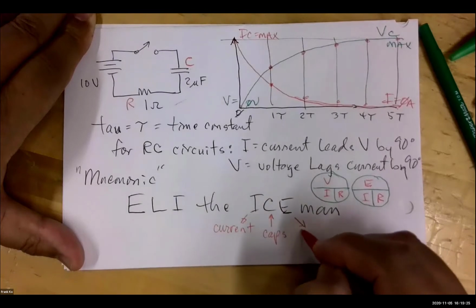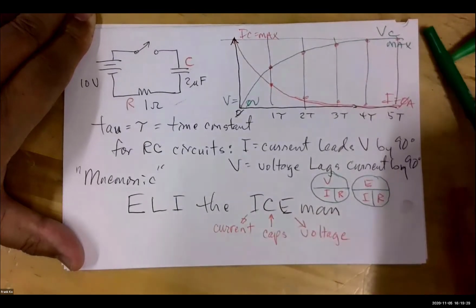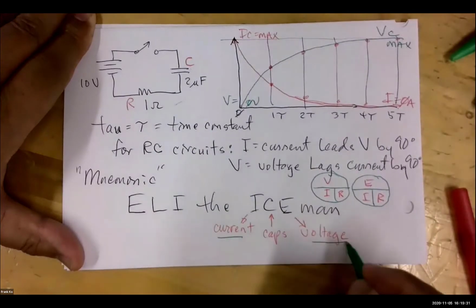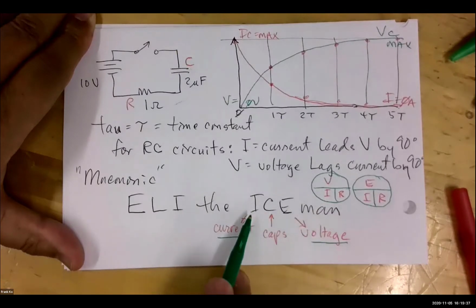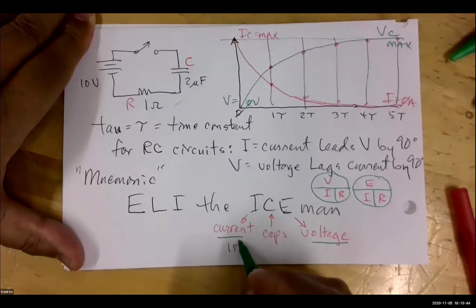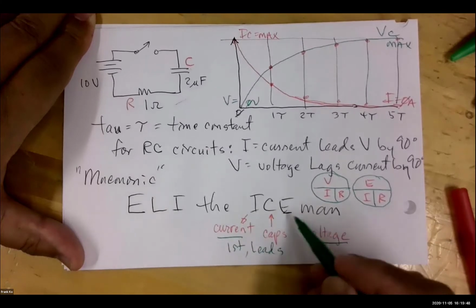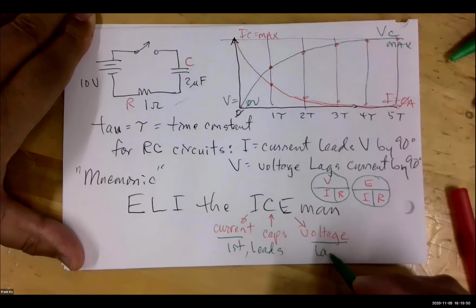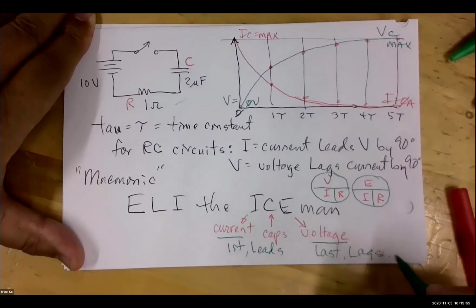This stands for voltage. And if you look at this carefully, which letter is in front of the C, which letter is after the C? The I is in front of the C, yes? And the I stands for what? Current. It comes first. It leads, okay? The E comes last. It lags.